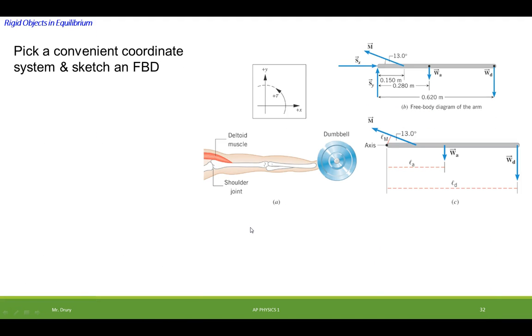So the first thing we're going to do is pick a convenient coordinate system and make an FBD. So I picked up and to the right as being positive. I took this force and I broke it into components because I know that the shoulder joint has to push up and it has to push over. I know the weight acts straight down and the weight of the dumbbell acts straight down. And this is the muscle pulling up and to the left.